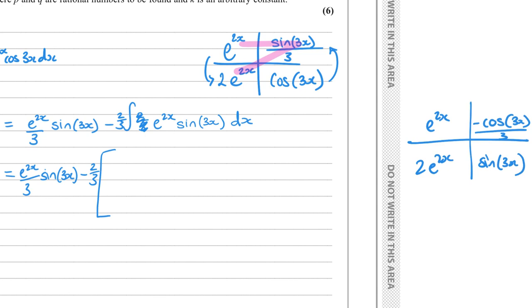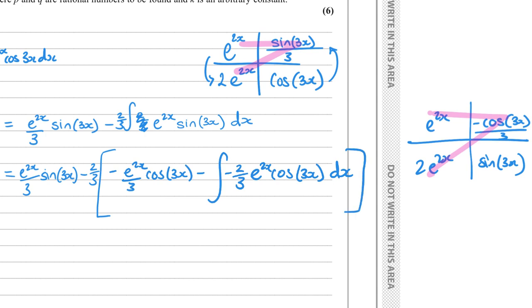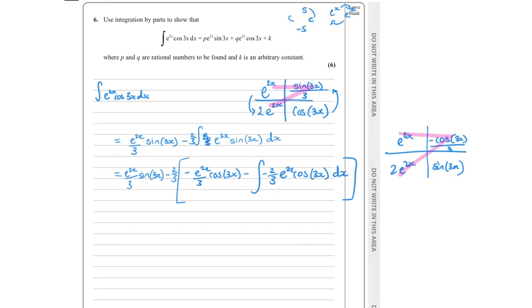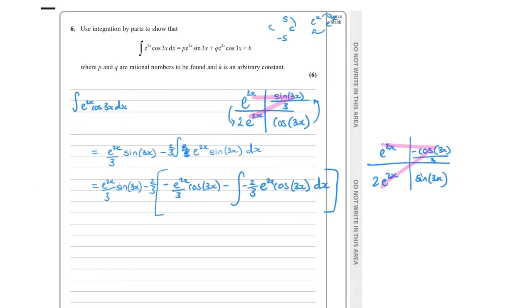So now I'm going to get magic number 7 minus e to the 2x over 3 cos 3x minus the integral of negative 2 over 3 e to the 2x cos 3x with respect to x, okay? Now you think to yourself, oh my God, this is going to go on forever, and it is going to go on forever, okay? This is great. You've done it twice. What do we notice? You should notice straight away that e to the 2x cos 3x is our original one, okay? So what we're going to do is we're going to tidy all of this up.